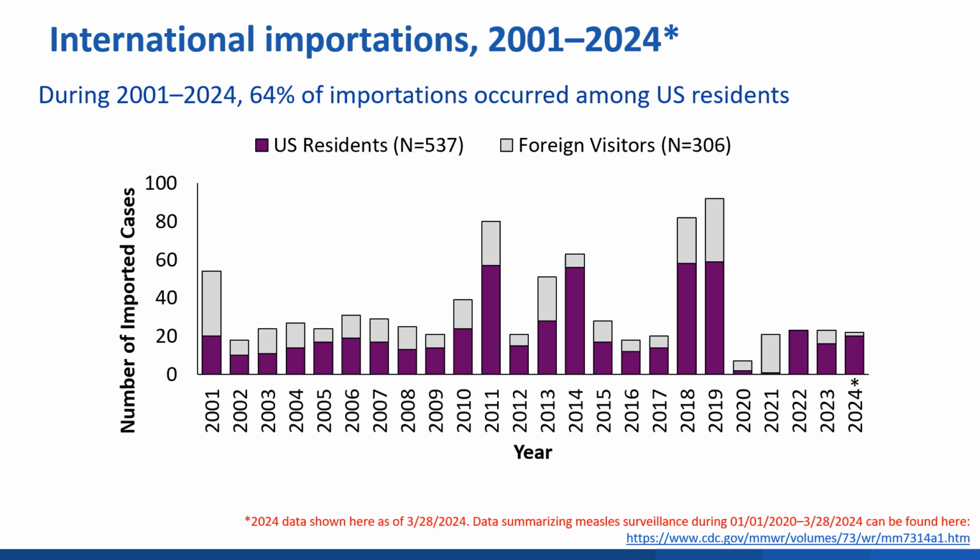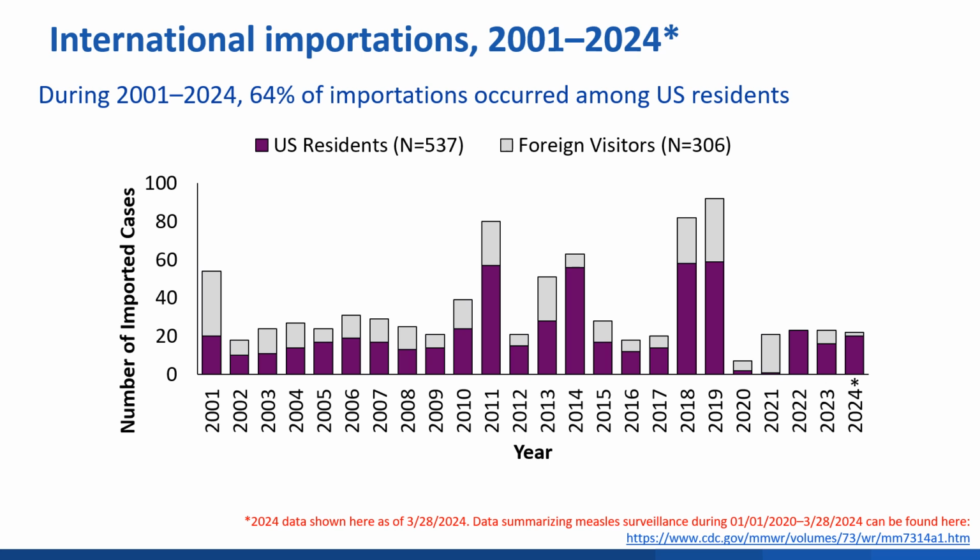So this figure looks at all imported measles cases during 2001 through March of 2024. Since 2001, a median of 25 international importations were reported each year, ranging from a low of 7 imports during 2020 to a high of 92 imports during 2019. The figure shows the number of importations per year by residents. US residents are shown in purple, and foreign visitors are shown in gray. Overall, 64% of imported cases were among US residents.